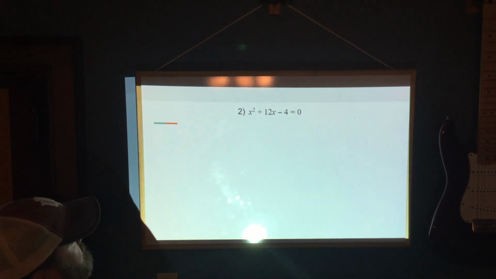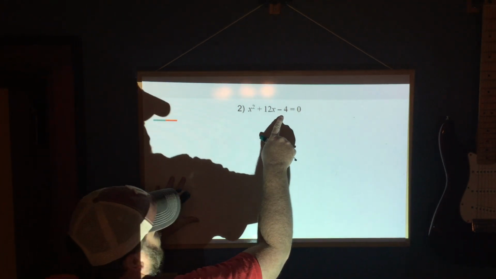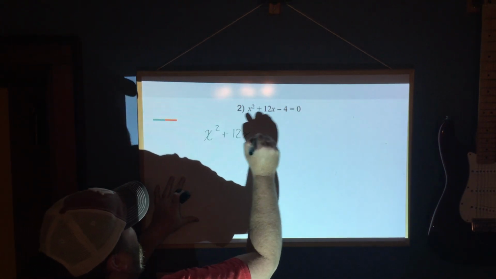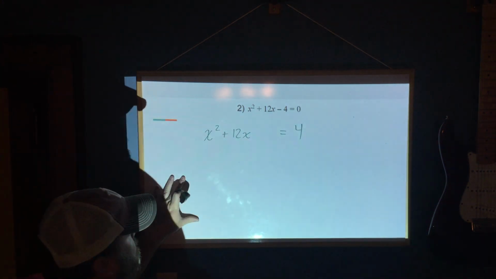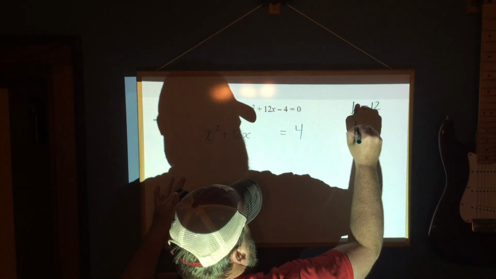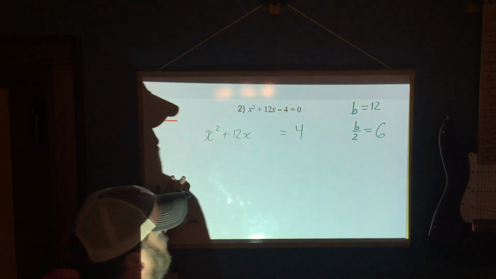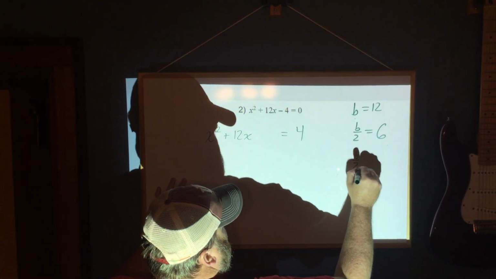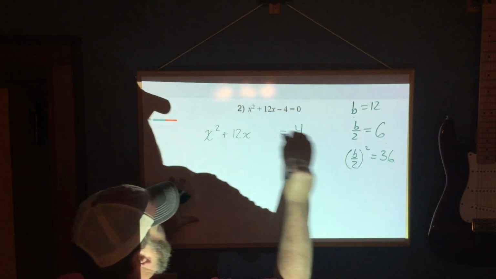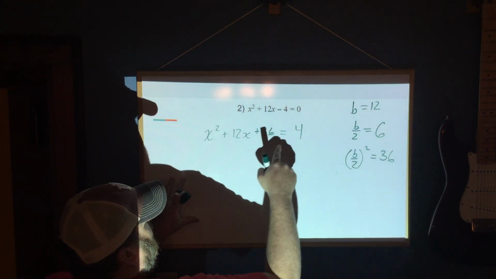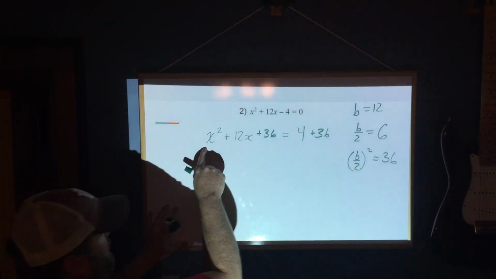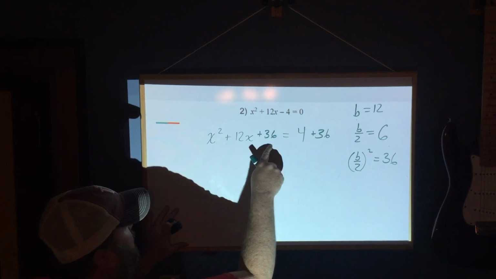So again, start out by taking the constant and moving it to the other side. So I have x squared plus 12x, leave some space, equals 4. B is 12. Half of b is 6. And if I take half of b and square it, I get 36. That will complete the square. So plus 36 plus 36. This is now a perfect square trinomial since I completed the square.